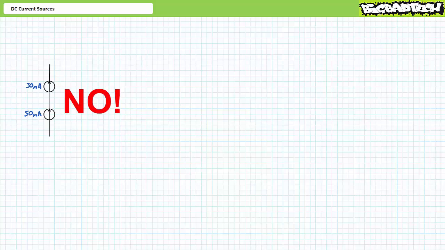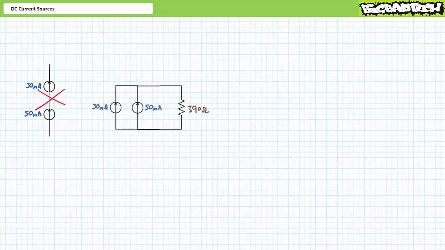This doesn't make sense. If source 1 pushes 30 mA through the circuit regardless of applied load, and source 2 pushes 50 mA through the same circuit regardless of applied load, this won't work out well because current through elements in series is the same. Last time I checked, 30 doesn't equal 50, nor does 50 equal 30. This being said, current sources of different magnitudes can be placed in parallel with one another.